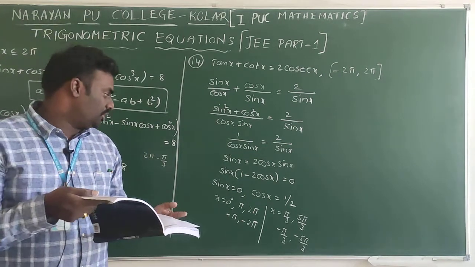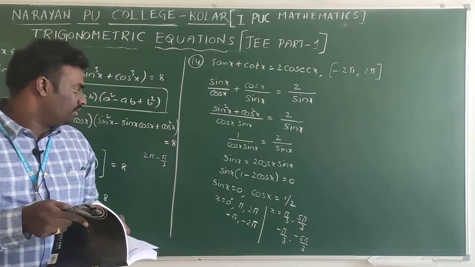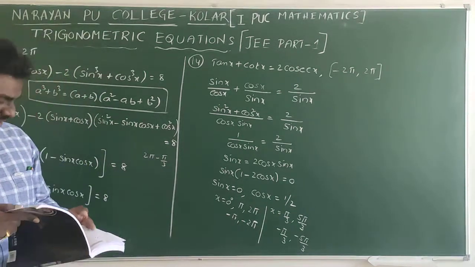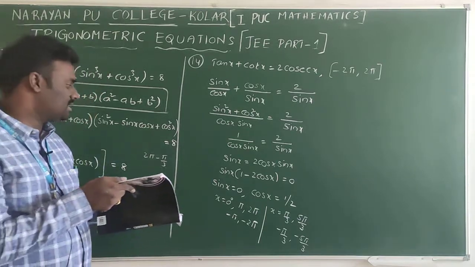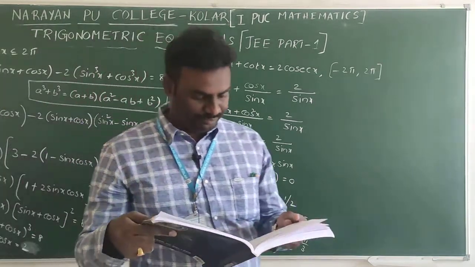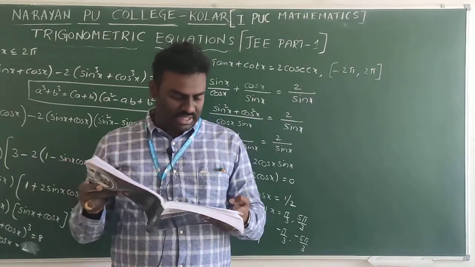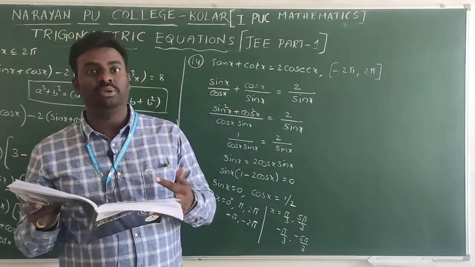But total values you will get: 1, 2, 3, 4, 5, 6, 7, 8, 9. In total you will get 9 solutions for this question. In the 14th question, option B, that is 4, is given, but that is not 4; we will get totally 9 solutions. You change the option.